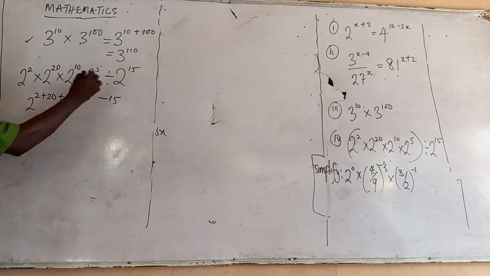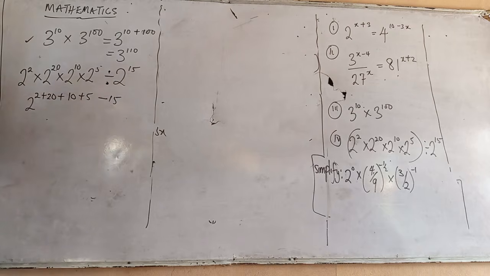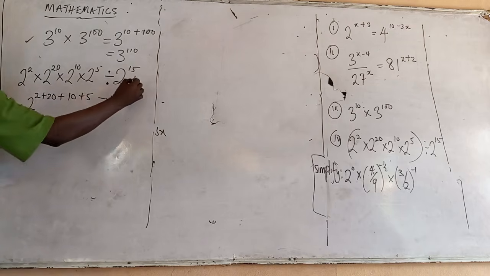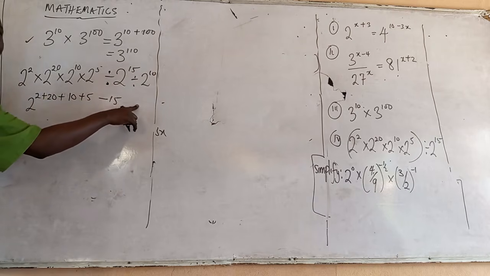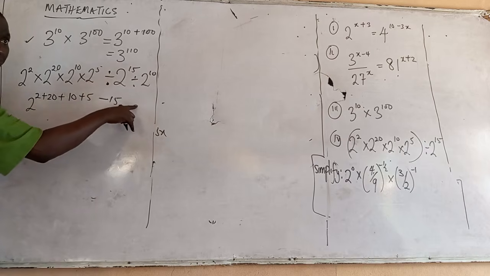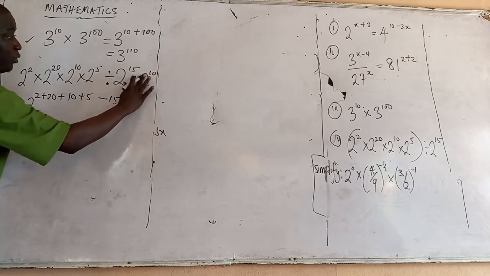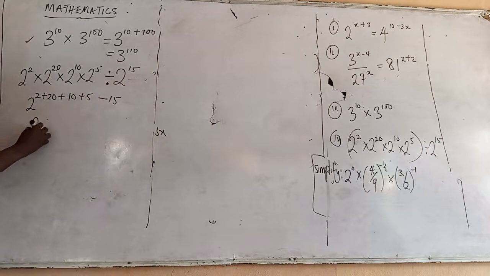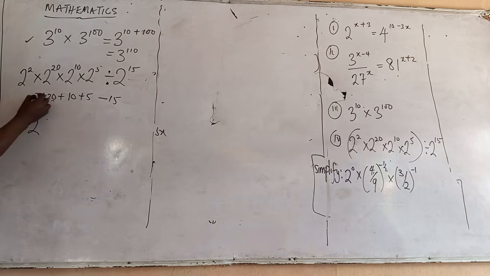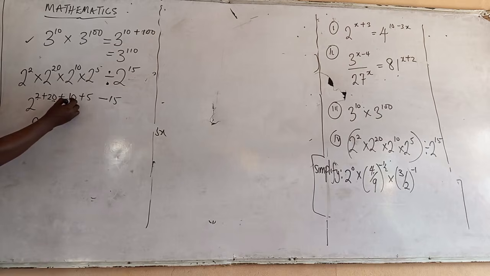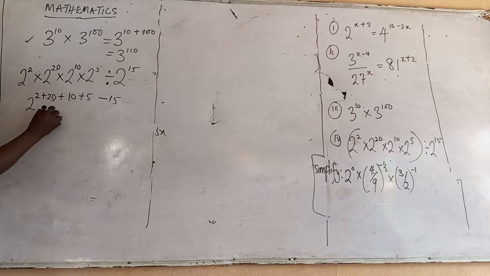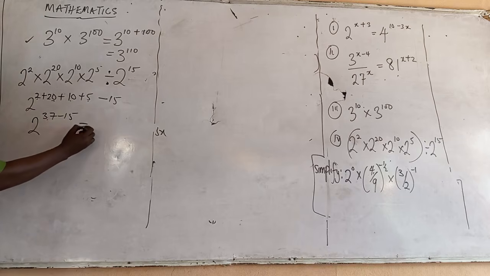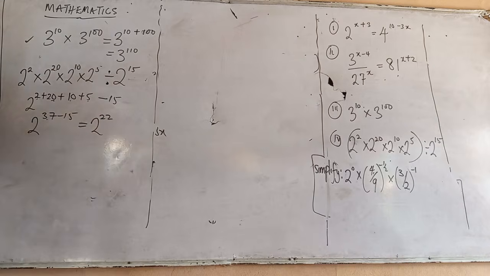You know why it's minus? Because it's division, and we only have one power that carries that. Anytime you see division, the power will be removed as subtraction. So 2 plus 20 is 22, plus 15 is 37, minus 15 is 22. 37 minus 15 is 22.